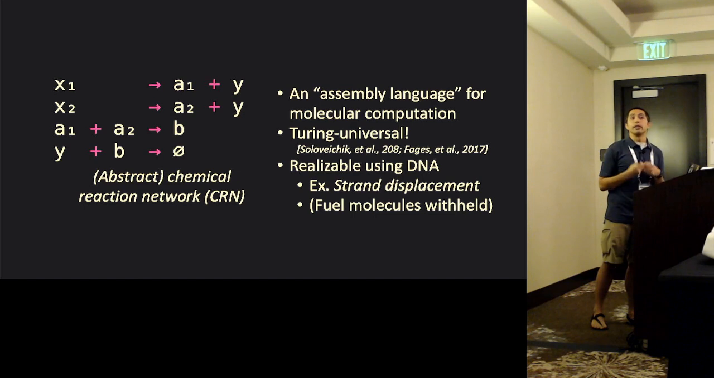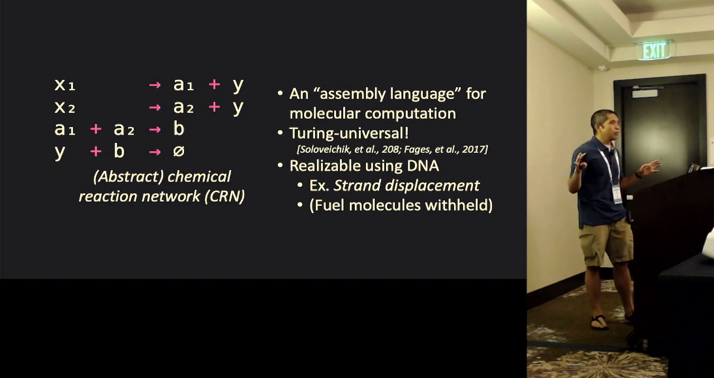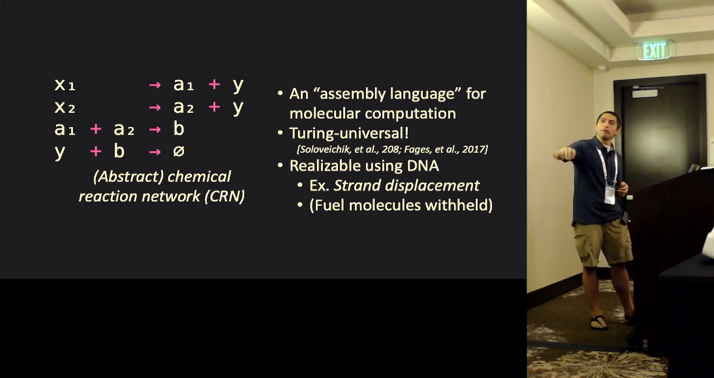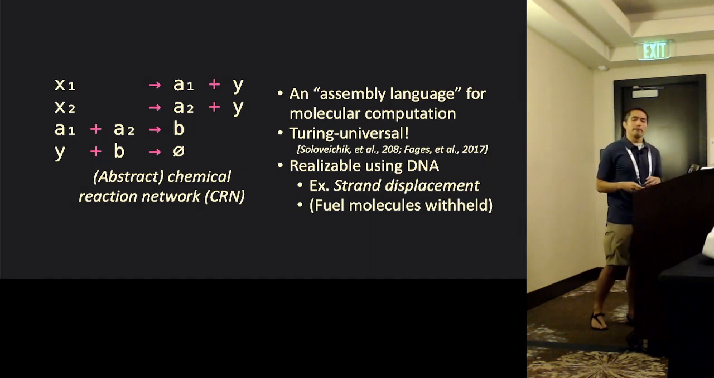The first is that we can use DNA to manufacture molecules that react in those ways. This is where I'm completely out of my league, but techniques like DNA strand displacement allow us to create molecules that exactly match a set of reactions we have in mind. And then also, there are fuel molecules there to balance everything out. So, yeah, that's our model of computation.